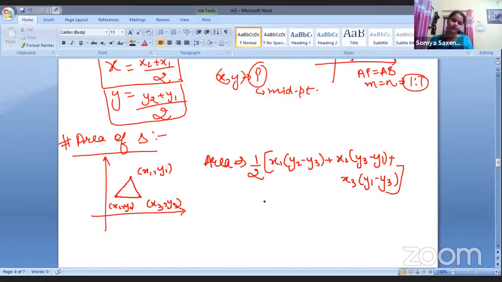Area is this. Or let me do one thing. Let me write it here only, so there is no space.